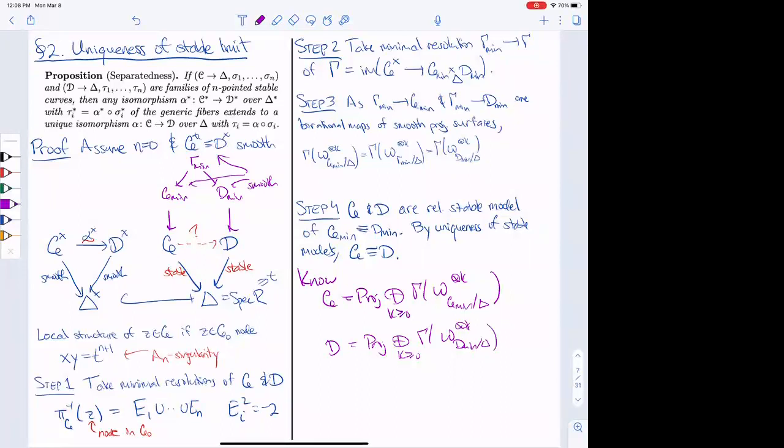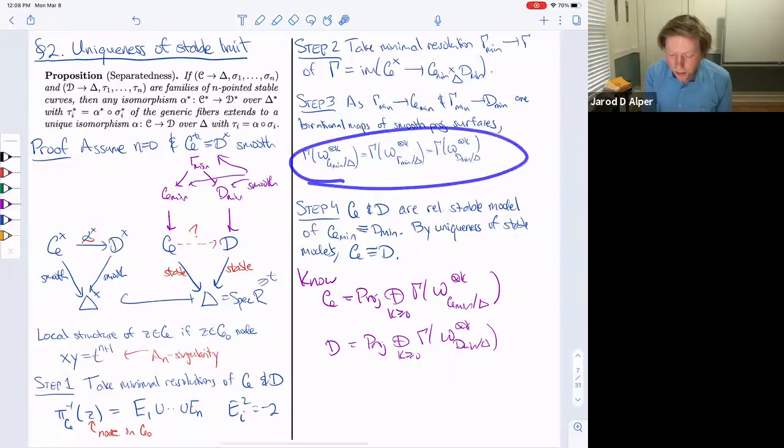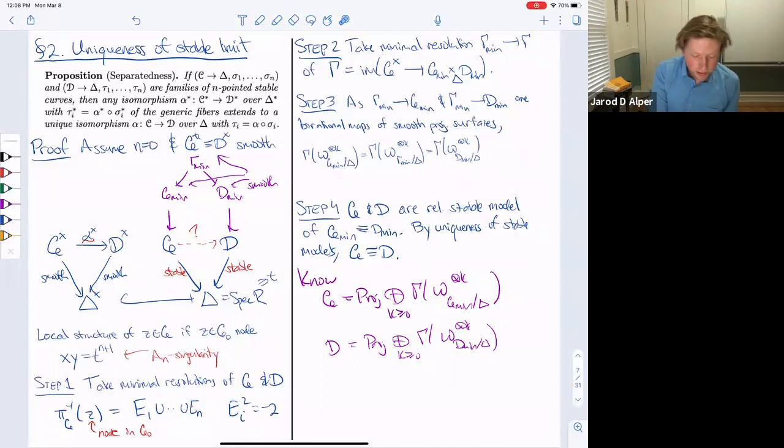And so because of these equalities of sections, we get equalities of their projections, and so therefore we get an isomorphism between C and D. Right, so that's the desired conclusion that we've extended the isomorphism.